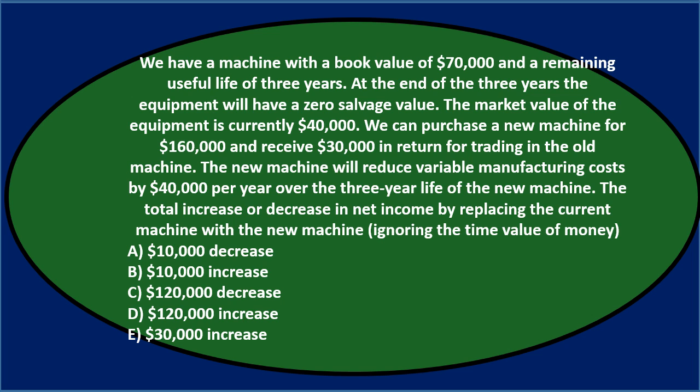The total increase or decrease in net income by replacing the current machine with the new machine, ignoring time value of money, is either A, B, C, or D.